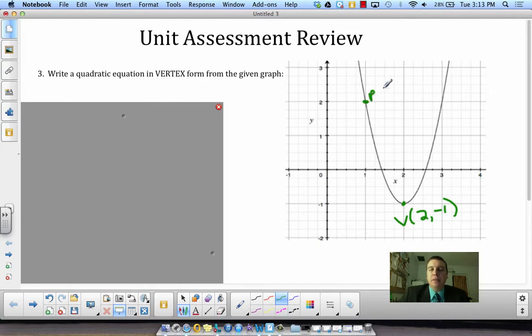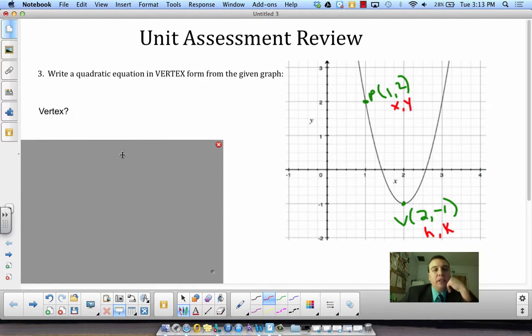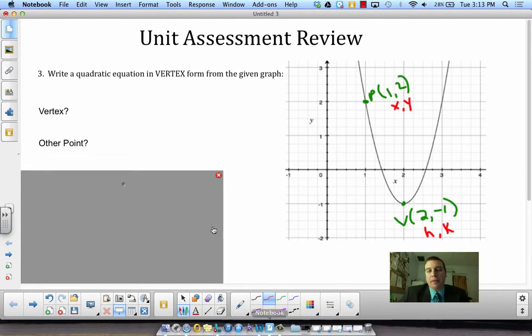So we've got point P. Point P is located at 1, 2. All right, so right here, this is h. Here's k. Here's an x value, and here's a y value. So now as I look through here, I've got my vertex and I've got my other point. So my vertex is located at 2, -1. You get the idea. And then my other point is located at 1, 2.